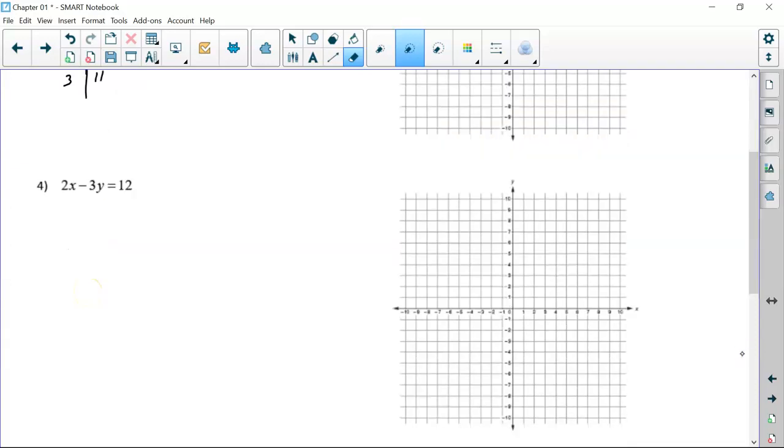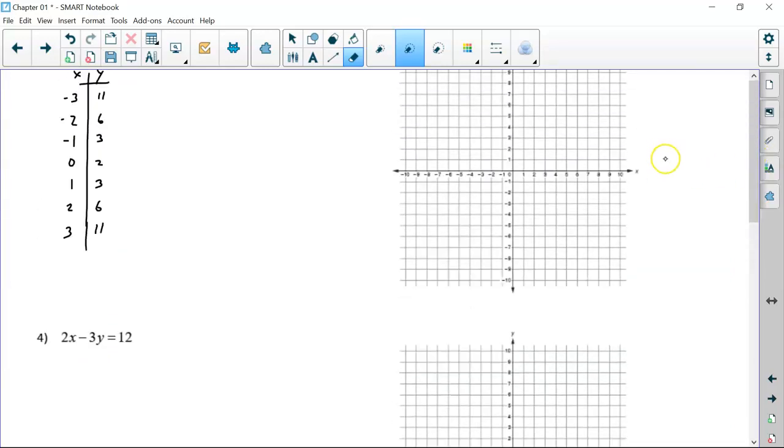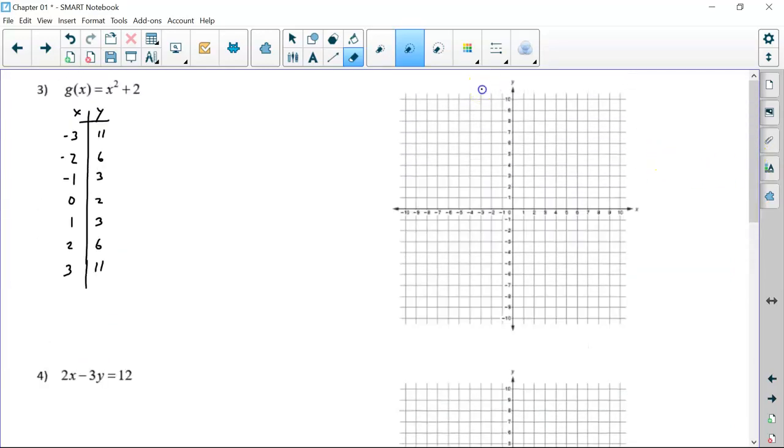So if we plot those points, negative 3, 11, just a little bit off the graph, negative 2, 6, negative 1, 3, 0, 2. So our parabola is going to look like this. Now, our domain for this parabola, all real numbers. Our range, we never go below 2, so y is greater than or equal to 2.